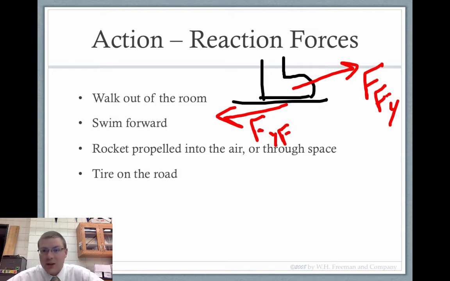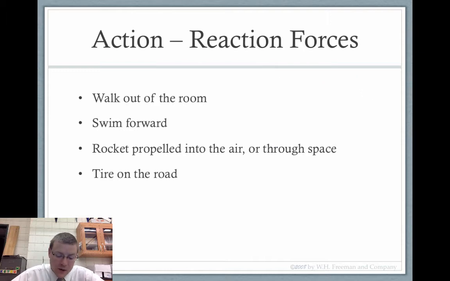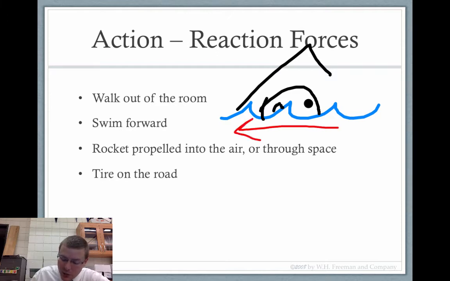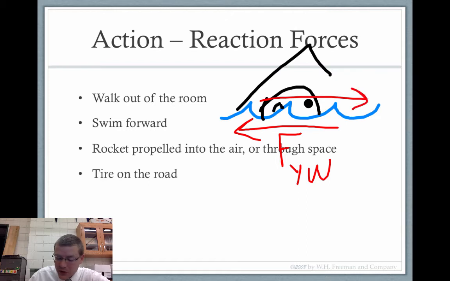If I want to walk backwards, I just reverse these arrows. I push forward on the floor, and the floor then pushes me back. In a swimming scenario, when someone pulls their arm out of the water and starts to swim, they push their hand into the water and pull water back, so that's the force of you acting on water. The equal and opposite reaction is that the water then pushes you forward. So you push water back, water then pushes you forward.